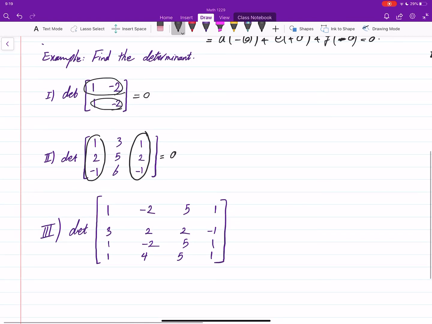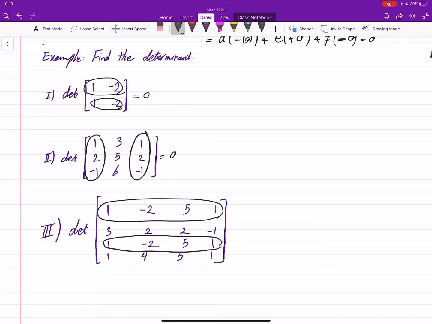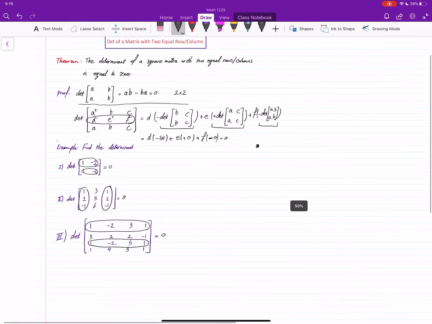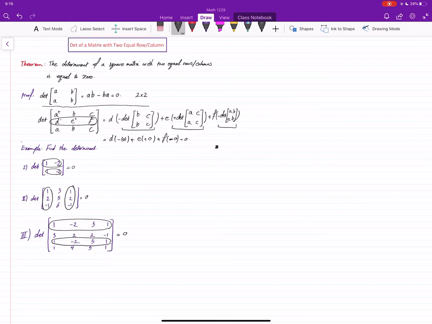How about this one? This is 4 by 4, and it's very important because if there are no such equal rows or columns, then you have to do a lot of work to compute the determinant. But if you look a little bit carefully, you notice that row 1 and row 3 are the same, so the determinant is 0. This is another property of determinant that you have to keep in mind. We will add to the list of these properties which can be used as shortcuts to compute the determinant of square matrices.